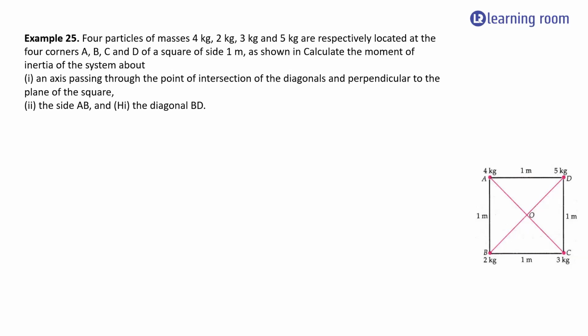Okay, so we'll get started. Four particles, of masses 4 kilogram, 2 kilogram, 3 kilogram, and 5 kilogram respectively, are located at the four corners A, B, C, D of a square of side 1 meter as shown. Calculate the moment of inertia of the system about an axis passing through the point of intersection of the diagonals and perpendicular to the plane of the square. Second, through the side AB, and third, through the diagonal BD. It's a good problem.